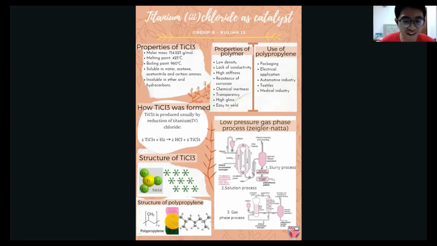I had a question. What's actually the difference between polypropylene and propylene? The main difference between polypropylene and propylene is that propylene is a simple molecule, whereas polypropylene is a giant macromolecule that has gone through the Ziegler-Natta polymerization. That's the main difference. Okay, thank you for the explanation.